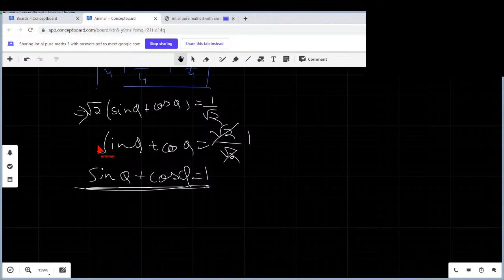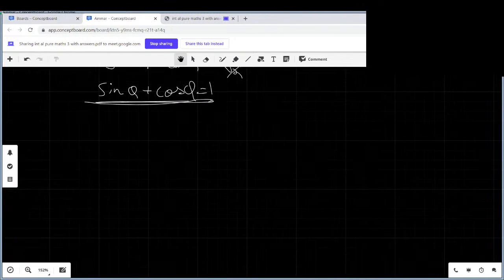I don't understand. The question: over the range of 0 to 2 pi, which values would satisfy this equation? Sine theta plus cos theta is equal to 1. Which values of theta would satisfy this equation? Theta is 0.5 and 0.5, half and half. So when is it half?